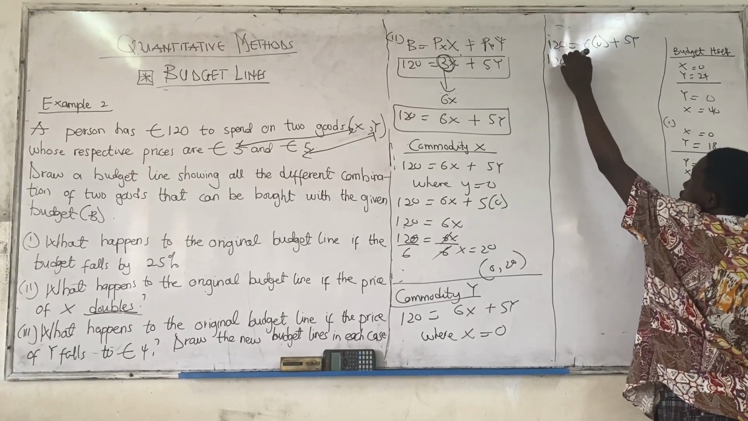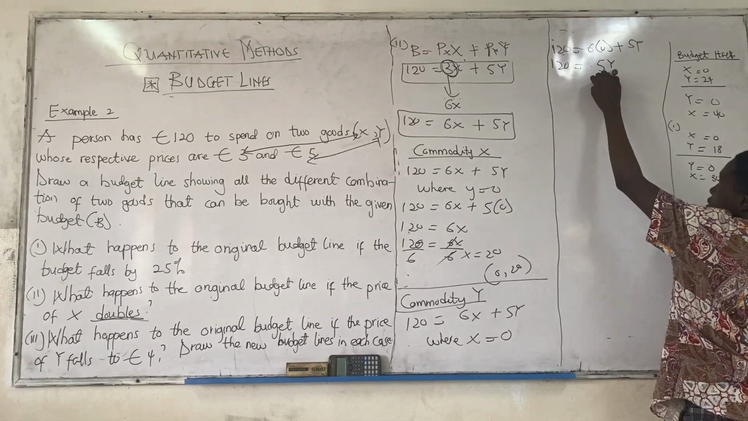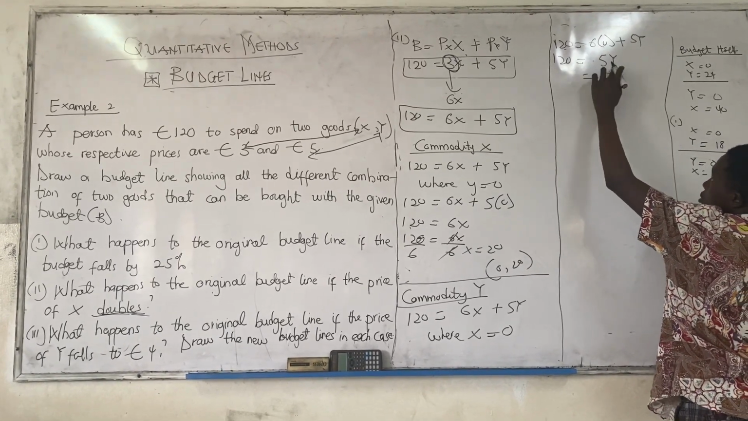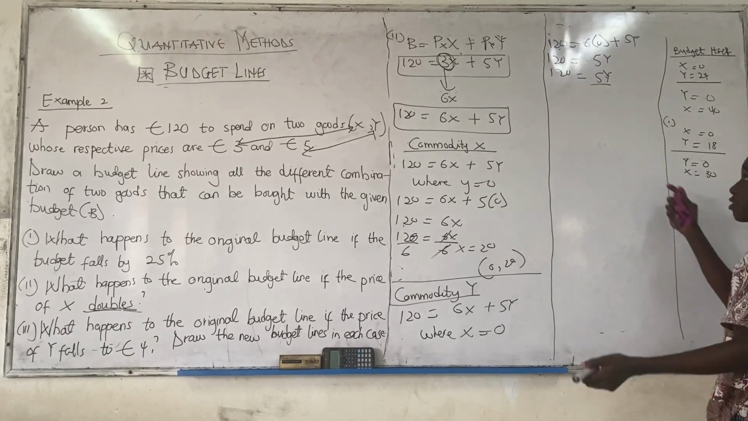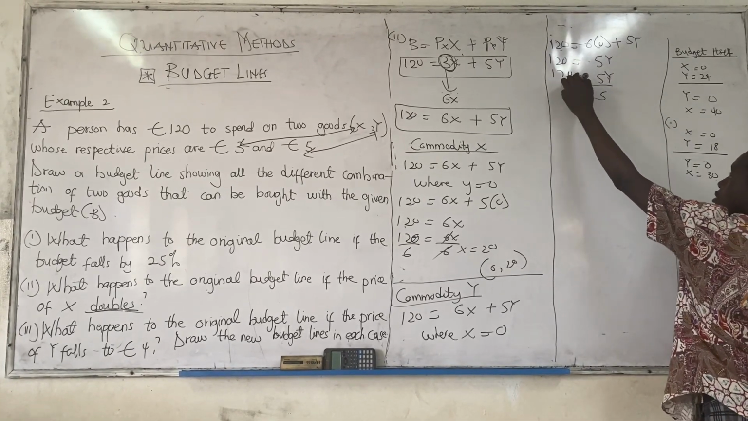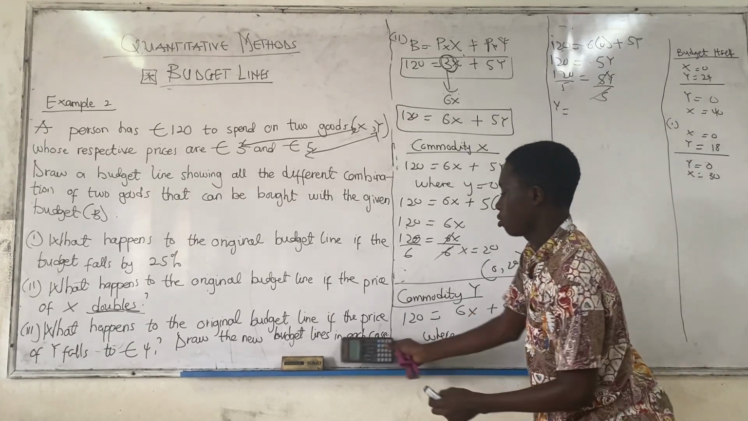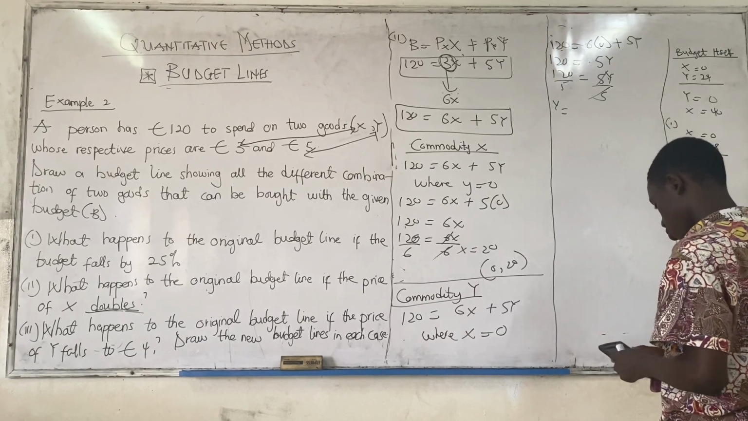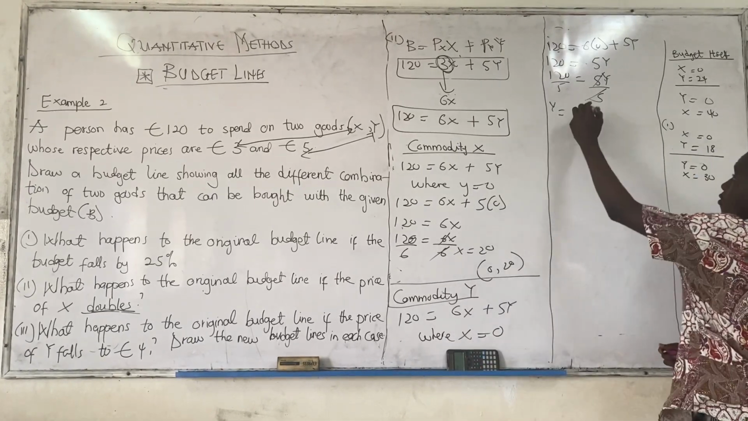So 120 is equal to... this definitely is 0, so you wouldn't bring it. So 5y is equal to 120. So divide both sides by the coefficient of y, which is 5. Getting y is equal to 24. So y is 24.